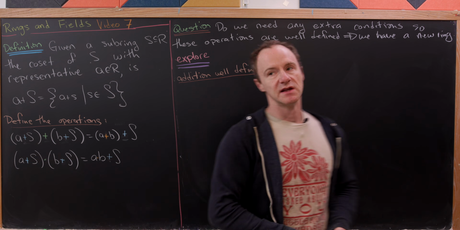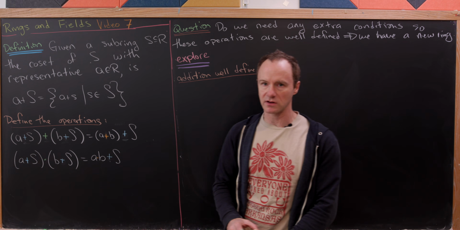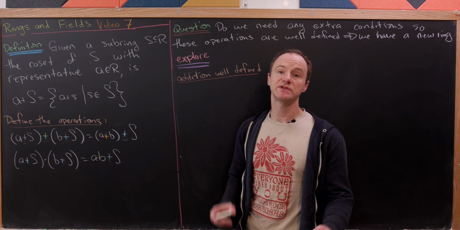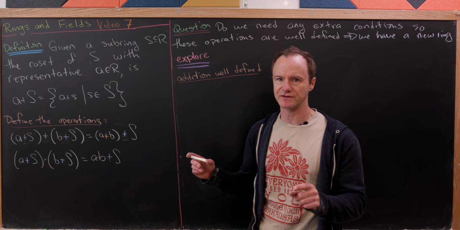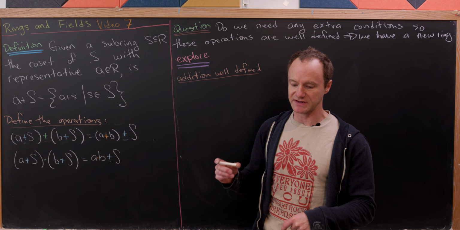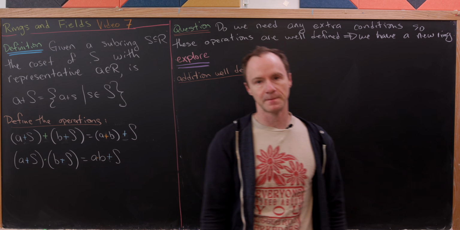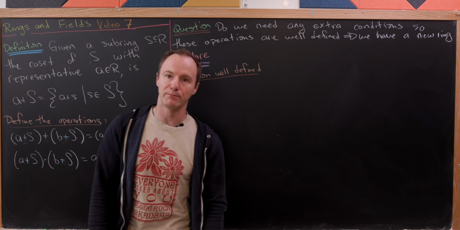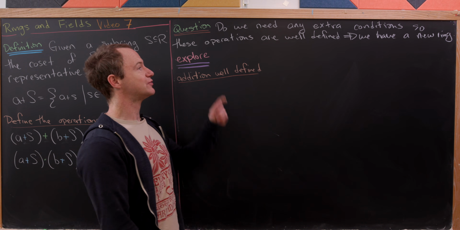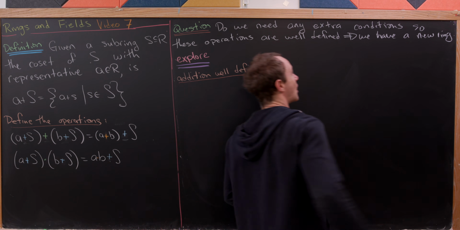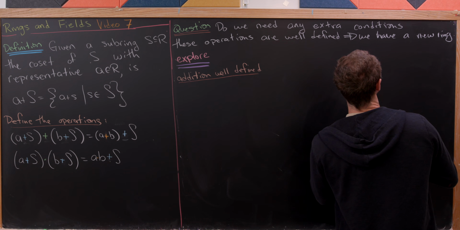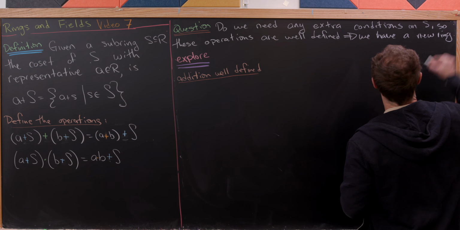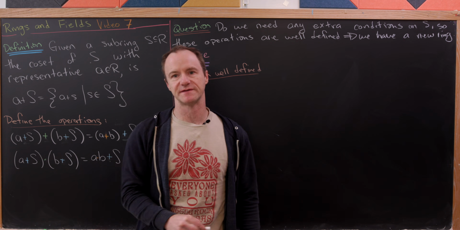Okay, cool. Now I color coded it, but generally you obviously wouldn't see it as color coded. In practice, you would use context clues to see what each of these operation symbols means. Okay. So now we're left with the following very, very important question. And that is, do we need any extra conditions on the subring S, so I'll put here on S, so that these operations are well defined?